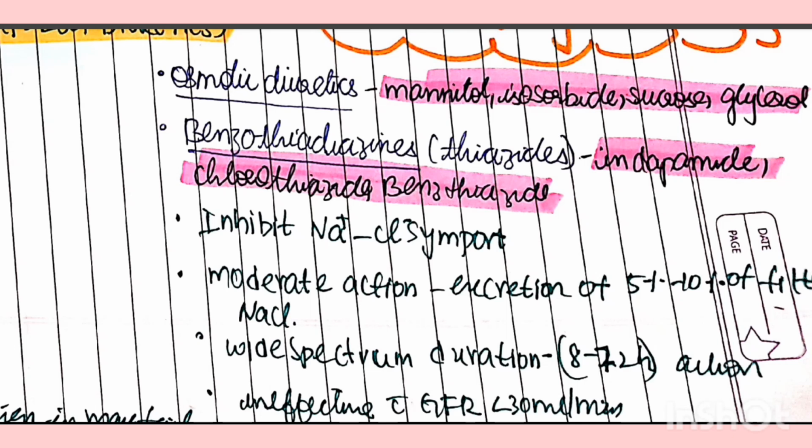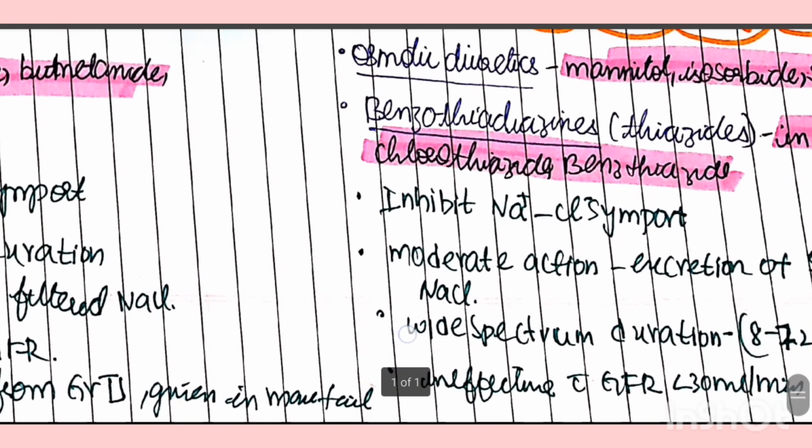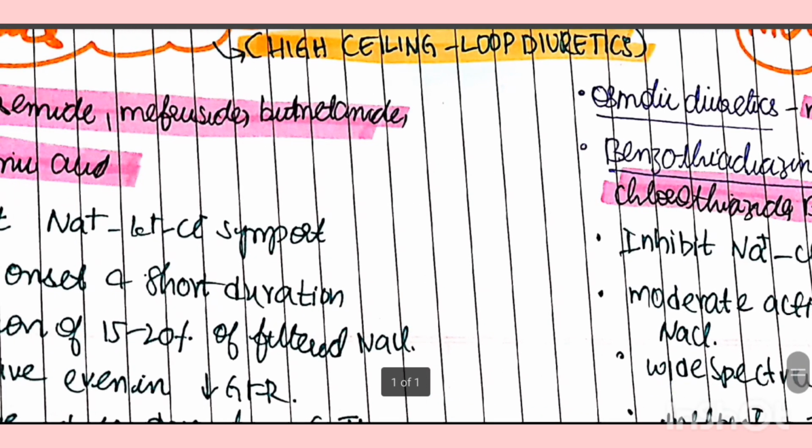that means NaCl. Next, it is moderate in action. It causes excretion of 5 to 10% of filtered NaCl, so in all that excretion process, only 5 to 10% of filtered NaCl is lost in the urine, and it is wide spectrum. Its duration of action is 8 to 72 hours. It is ineffective with a glomerular filtration rate of 30 ml per minute.